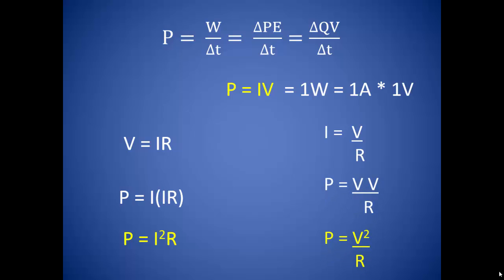The other option is to solve for current in Ohm's law and substitute that into our power equation. We end up with power equal to the voltage squared divided by the resistance. This implies that the lower the resistance connected to a given voltage will result in more power. Also, if we increase the voltage, the power increases exponentially.